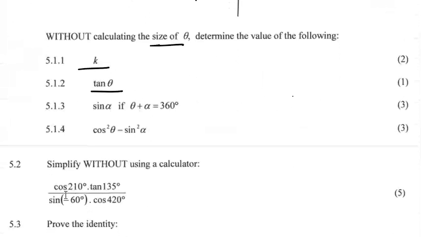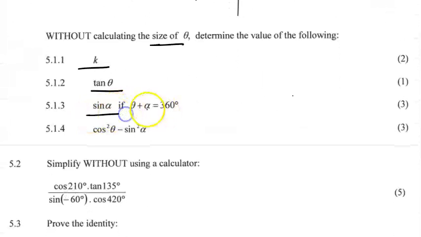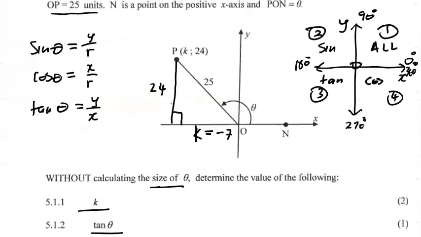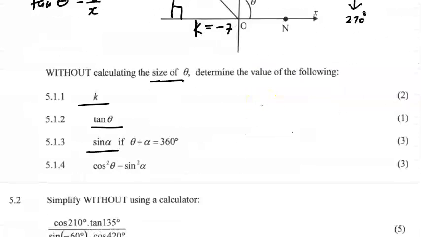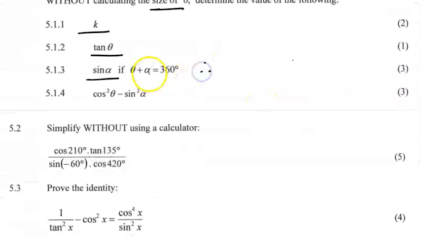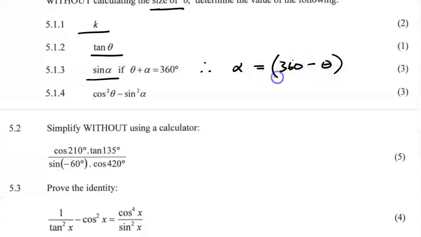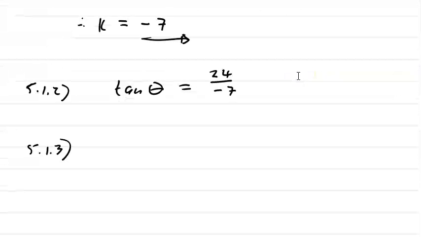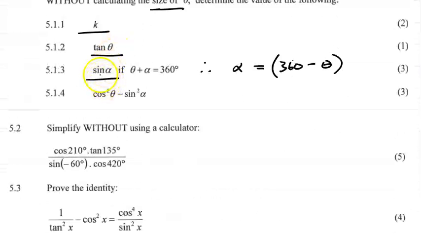5.1.3. They want me to find sine of alpha if theta plus alpha is equal to 360. Remember now that our angle is given in terms of theta, so our reference angle is theta. So what we have to do here is firstly say that alpha is going to equal 360 minus theta. Now this is going to introduce us to the reduction formula. So 5.1.3, we can just say that sine of alpha is equal to sine of 360 minus theta.